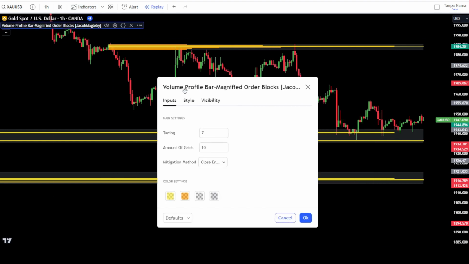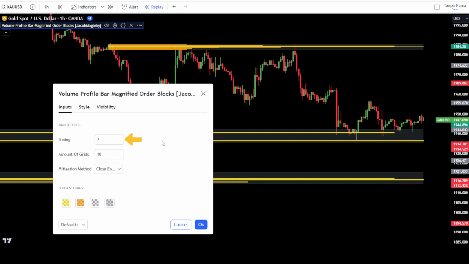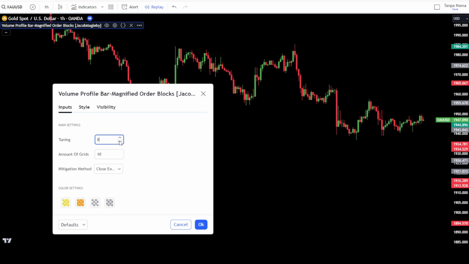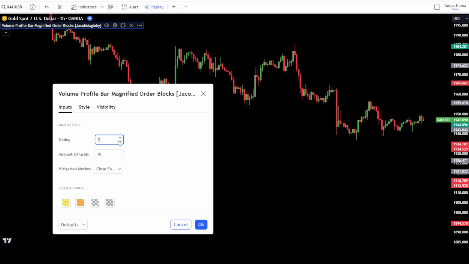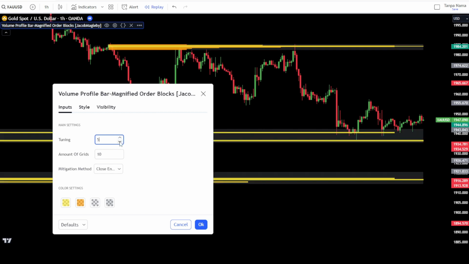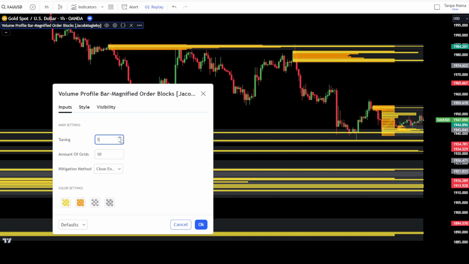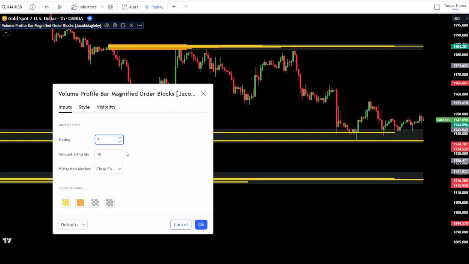There are several settings you can adjust in this tab, such as tuning, amount of grids, or mitigation method. The Tuning tab functions to adjust the sensitivity of order block detection. A higher value will produce more significant and accurate order blocks, but they will appear less frequently. Conversely, a lower value will result in less accurate order blocks that tend to appear more frequently.